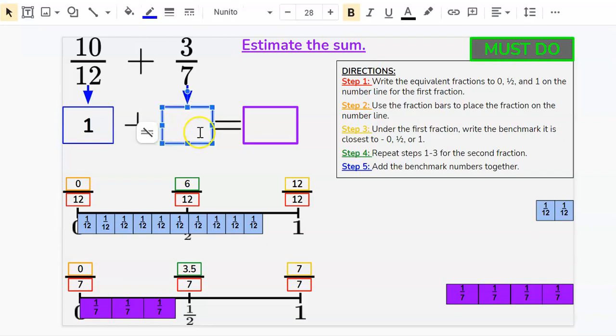When you're typing in a fraction on these, you do the number, and then you click the backslash key, which is the same key as the question mark. You just don't press shift.